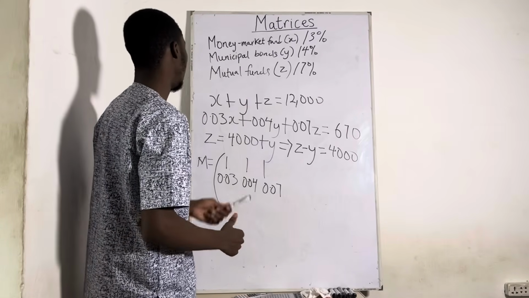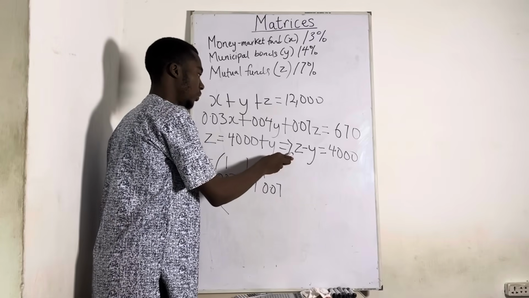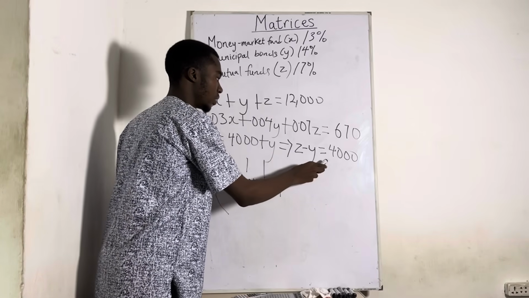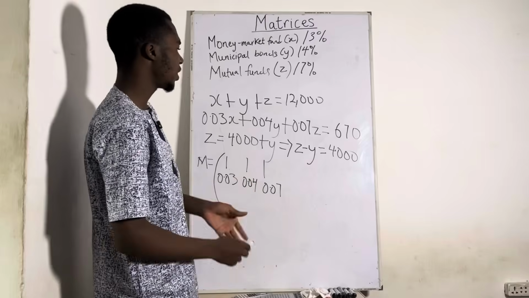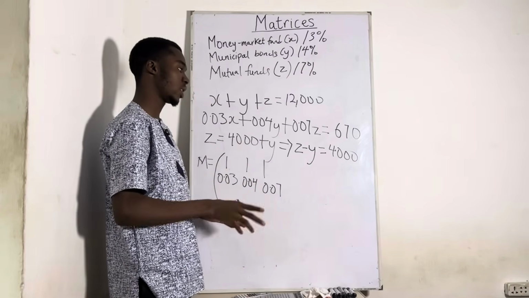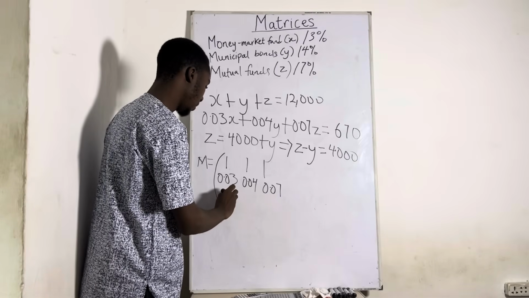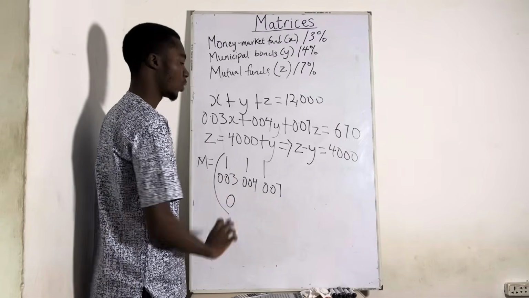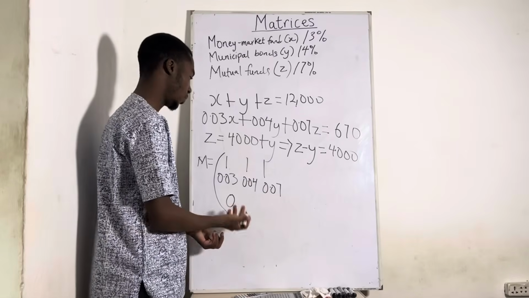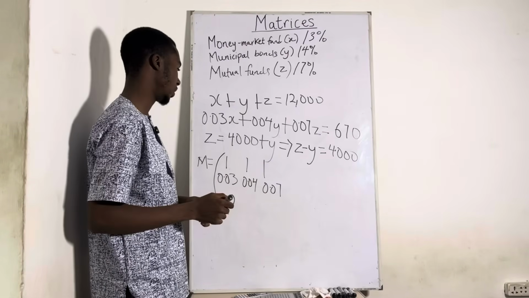Then we go to the last equation, which is z = 4,000 + y. When we did a change of subject, we got z - y = 4,000. But here we didn't have x. If you get any equation and there's no x, or no variable, then obviously it becomes 0. Here is supposed to be for the x column, but we don't have x in z - y = 4,000. There's no x, so x becomes 0.